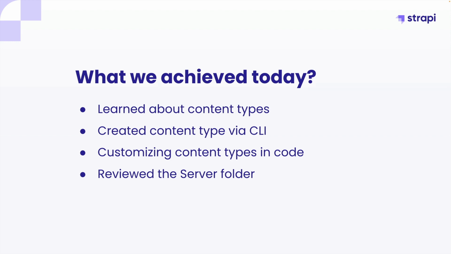So what did we achieve today? We learned about content types. We created our own content type using the Strapi CLI command. We customized our content type in code, which we saw how we could add additional validation. We also reviewed the general structure of our server folder. And I shared with you our documentation resources where you could start reading to learn a little bit more if you don't want to wait for the next video.